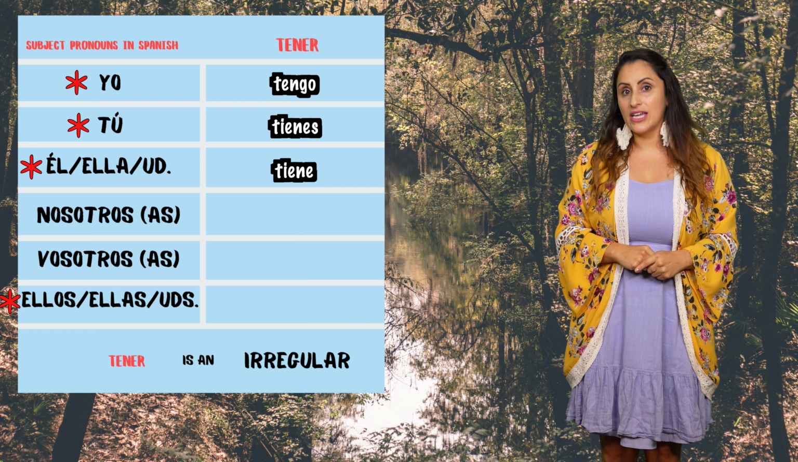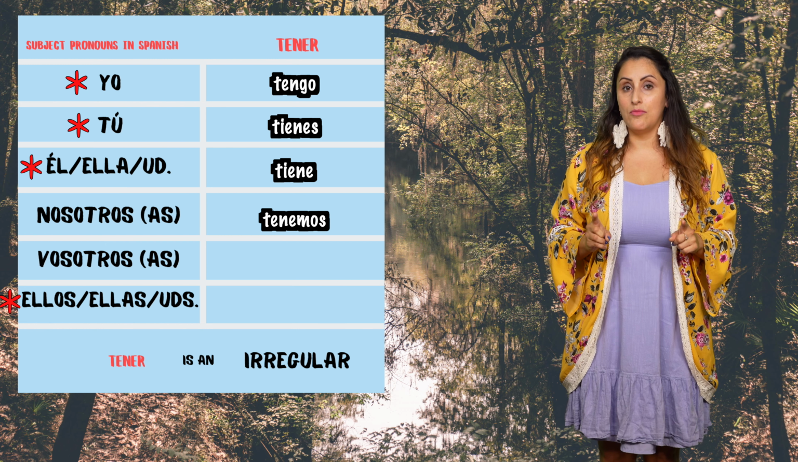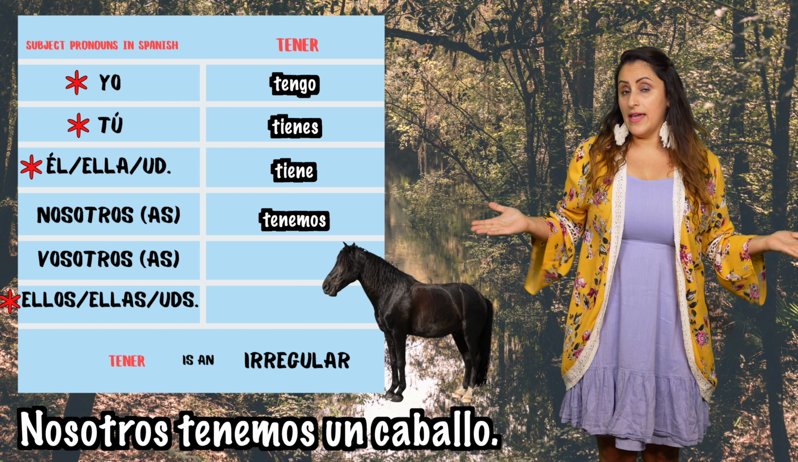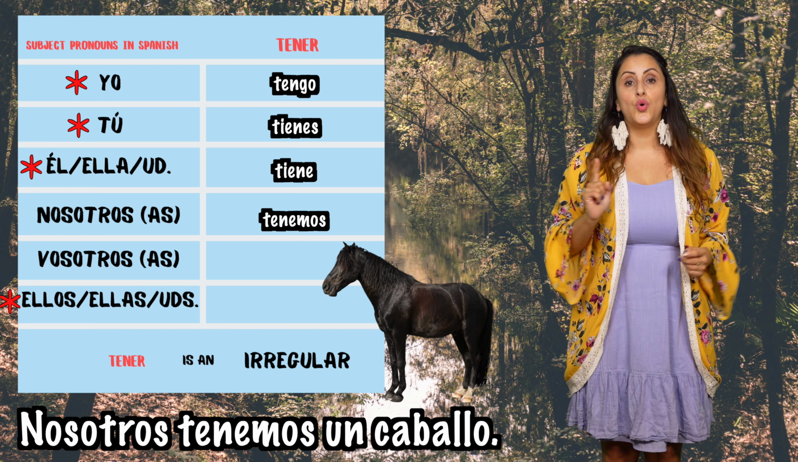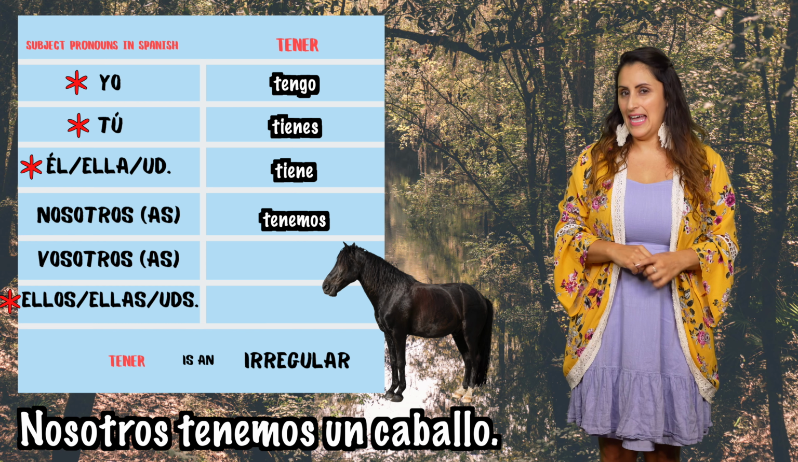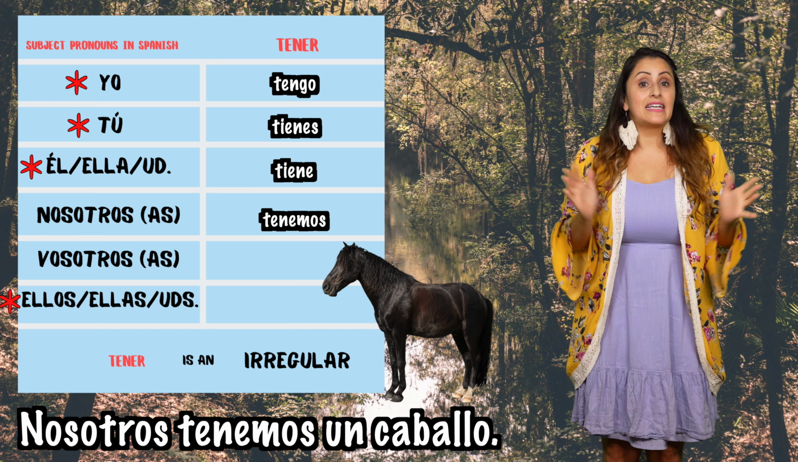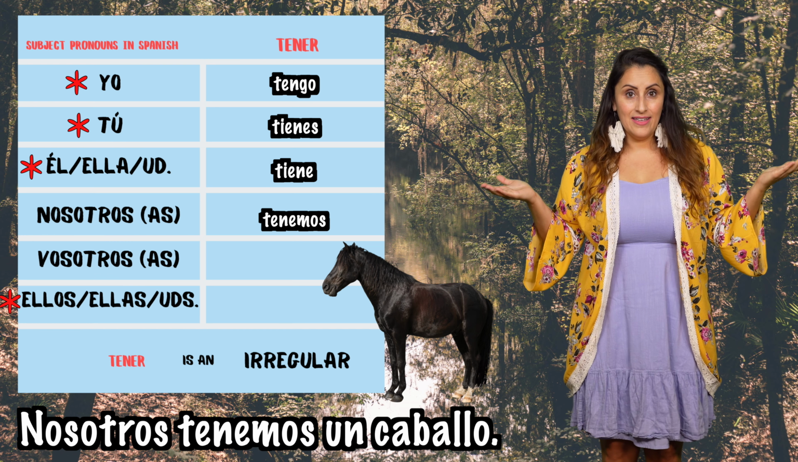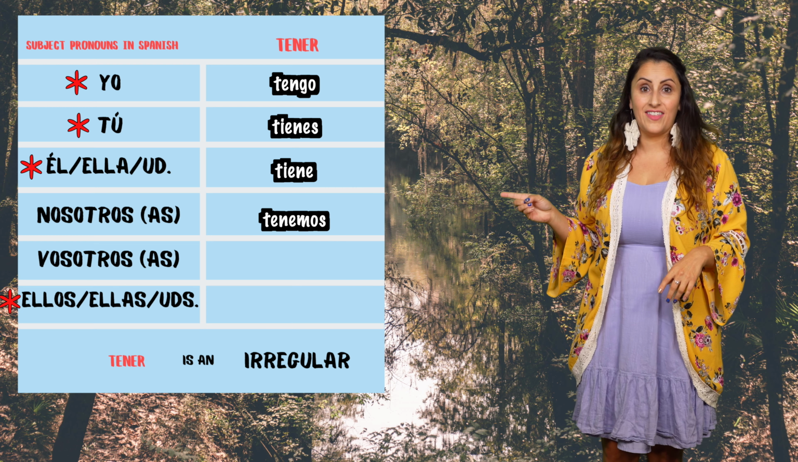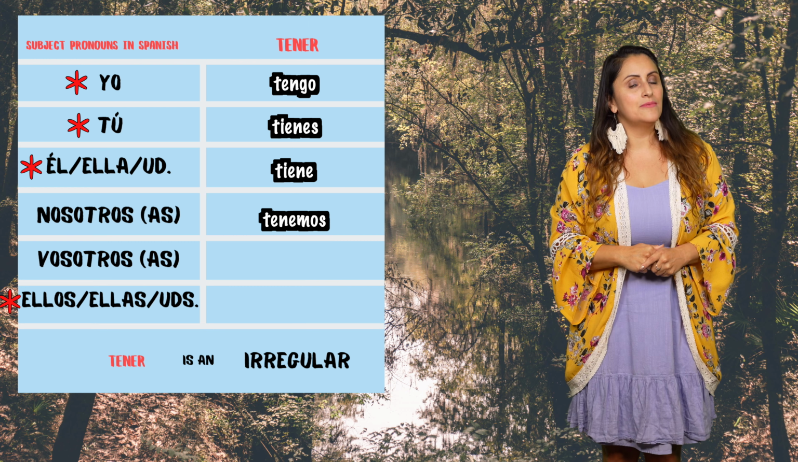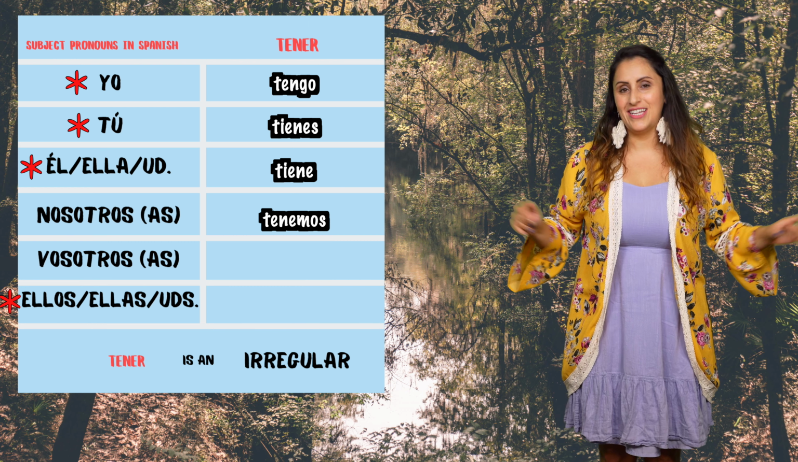So the correct conjugation for nosotros is tenemos. Nosotros tenemos un caballo. See how we didn't change anything? In that case, we treated it like a regular verb in a way. Tener is still an irregular verb because we change a bunch of things already. But when it comes to the nosotros and the vosotros form, there are no changes.